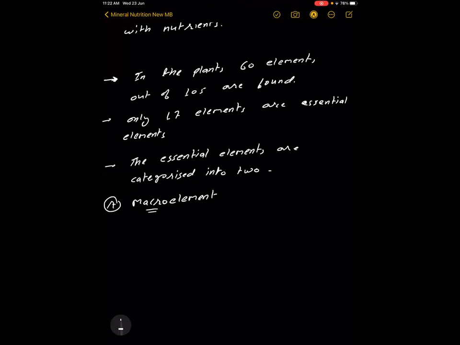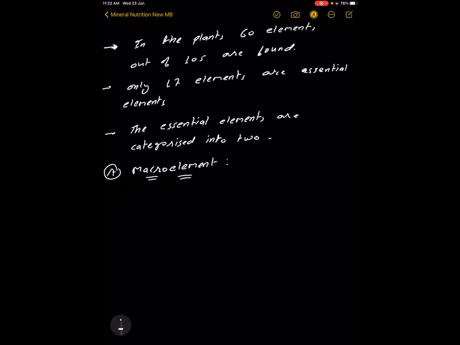So what is macro, micro? Macro elements are those required in more than 1 milligram per gram weight of the plant. Generally, if more than 1 milligram is required, it is called a macro element. If less than 1 milligram is required, it is a micro element or trace element. Okay, so two categories.